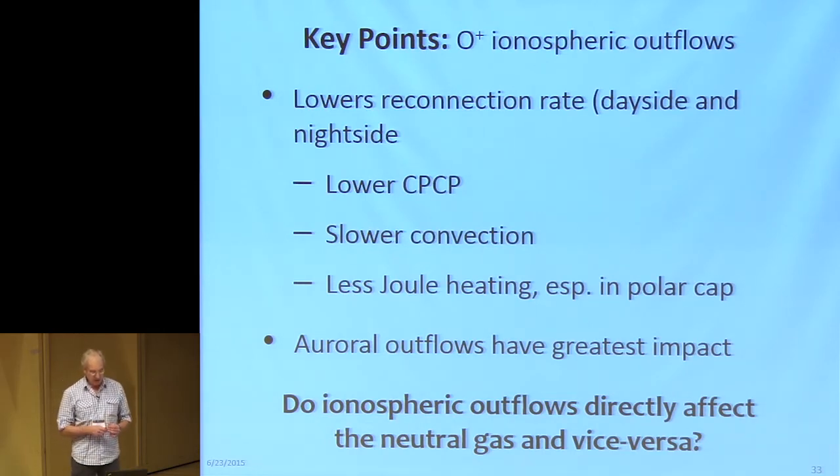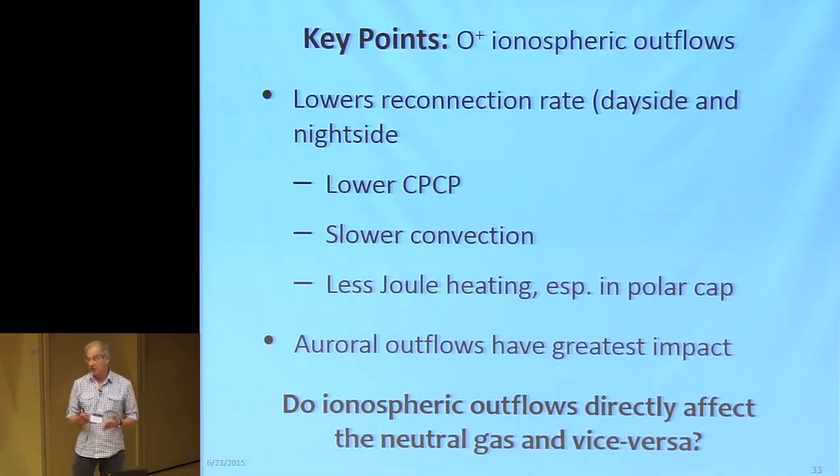With regard to the ionospheric O+ outflows, they lower the reconnection rate in a variety of ways, and they do it both on the dayside and on the night side. That produces a lower cross-polar cap potential, slower convection in the ionosphere, less Joule heating, especially in the polar cap, which finds its way into the thermosphere as a reduction and enhances the profile. And auroral outflows seem to have the greatest impact.